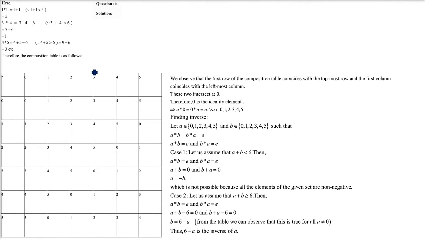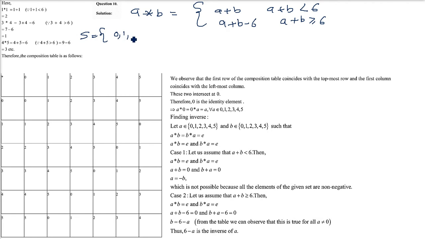This is question number 10. Define a binary operation star on the set {0, 1, 2, 3, 4, 5} as A star B equals A plus B if A plus B is less than 6, and A plus B minus 6 if A plus B is greater than or equal to 6. And what is the set? The set is given as {0, 1, 2, 3, 4, 5}. This is the whole set.